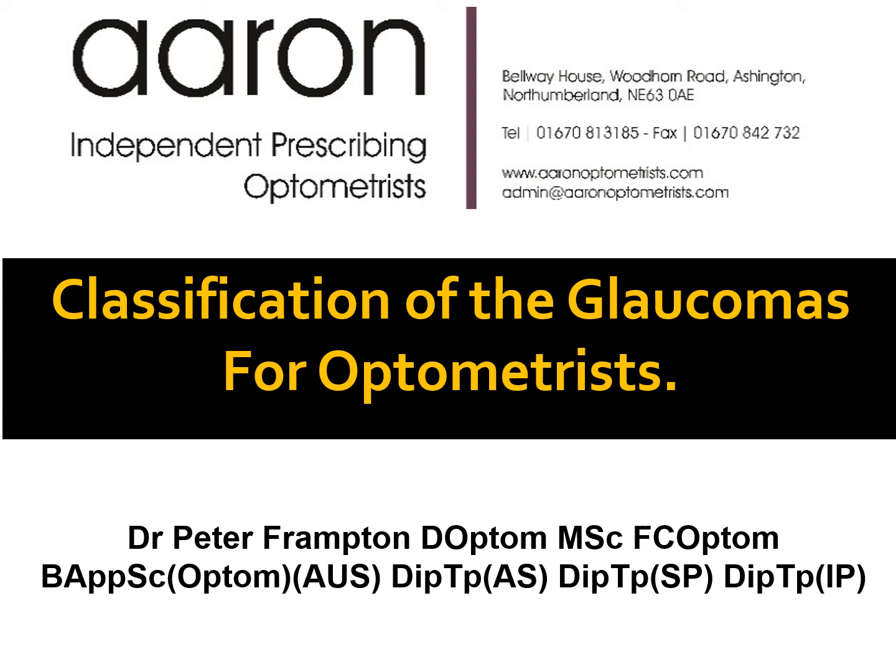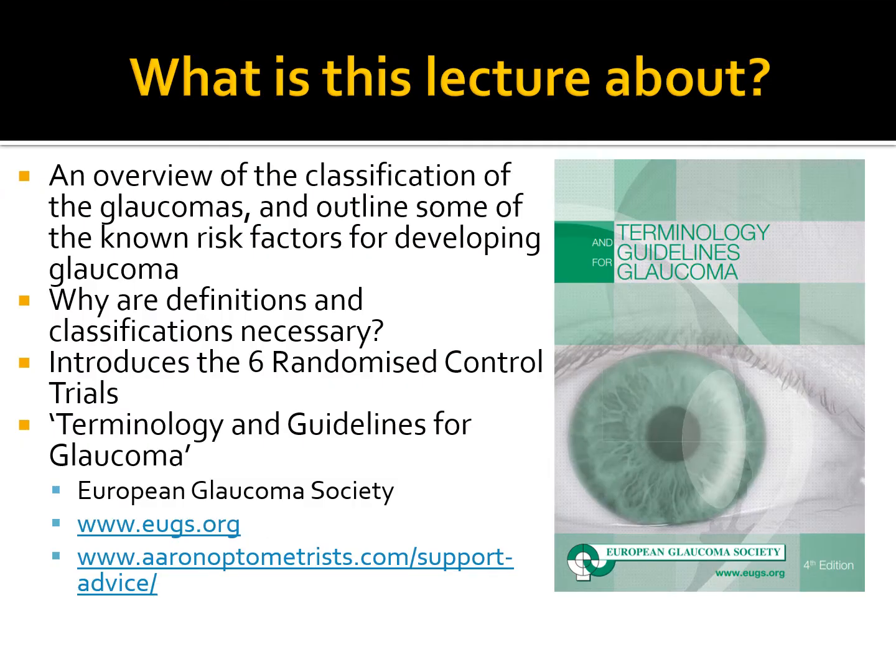Hello, this is the first of 3 talks to do on glaucoma. This one's on the classification of the glaucomas. It's to give you an overview of the classification of glaucomas and outline some of the known risk factors for developing it, why definitions and classifications are actually even necessary, and I briefly introduce the 6 randomized controlled trials that tell us how to treat things.